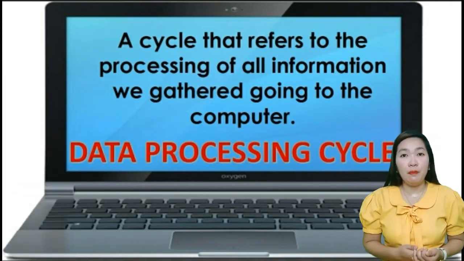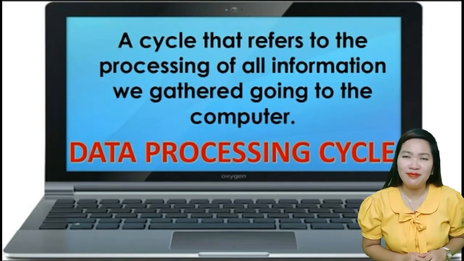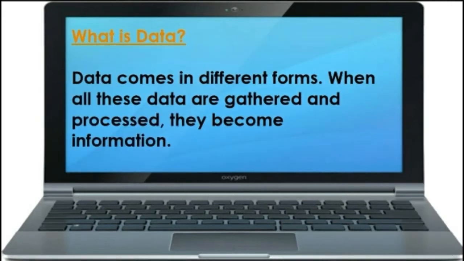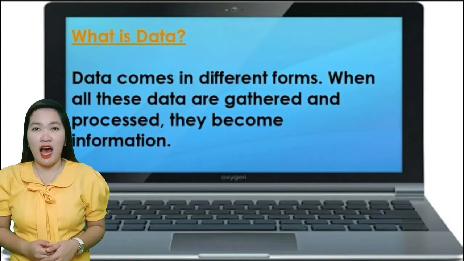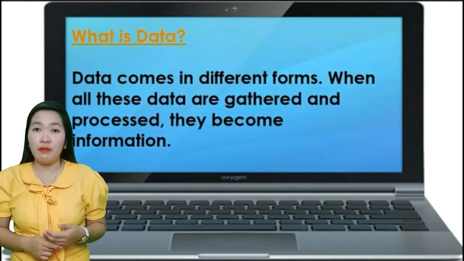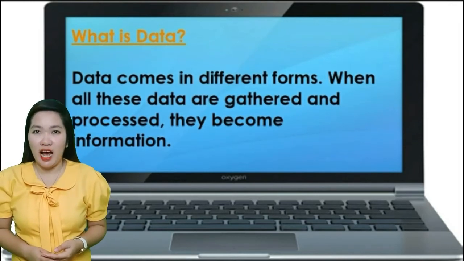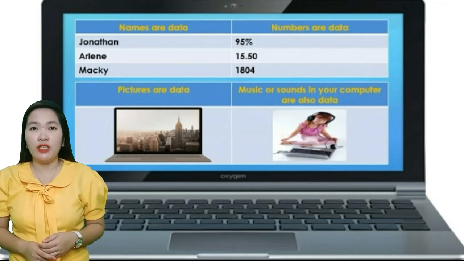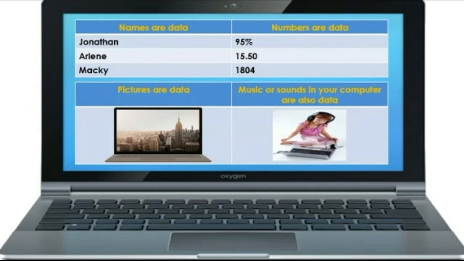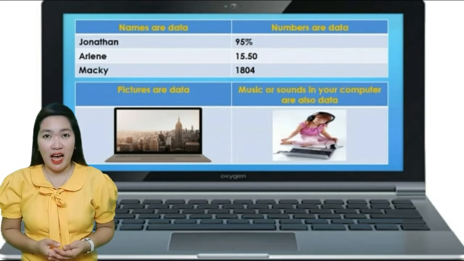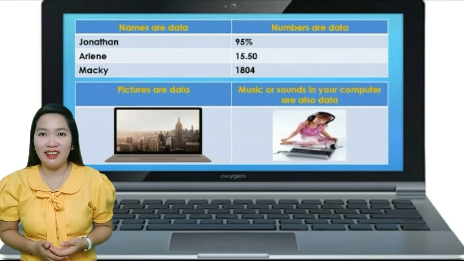Through this, people get information quickly. Did you get it, children? Good. Data has different forms. When all these data are processed and gathered, they become information. Here are some examples of data. Based on the table, names are data, numbers are data, pictures are data, and music or sounds in your computer are also data.